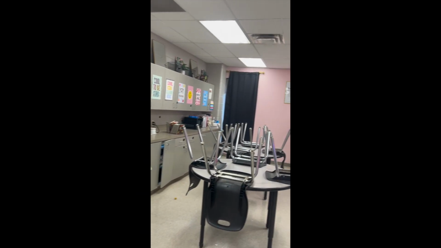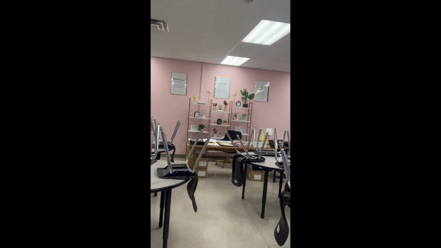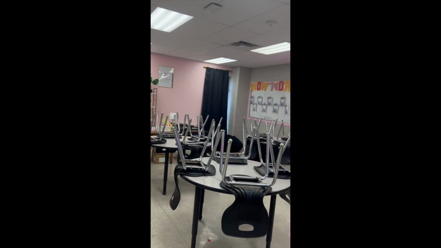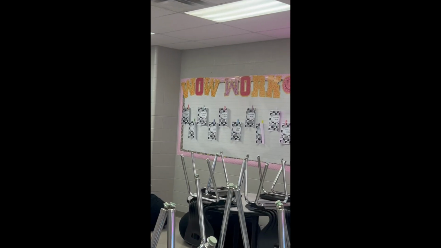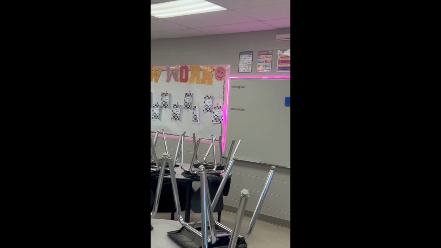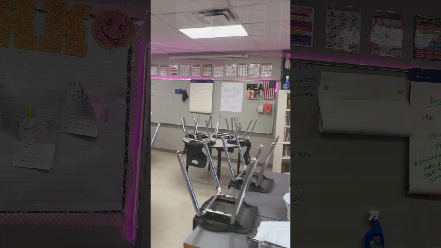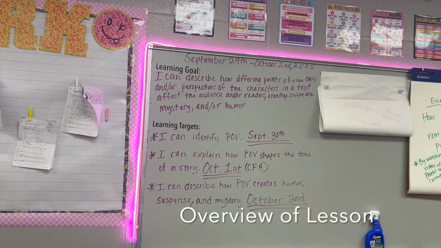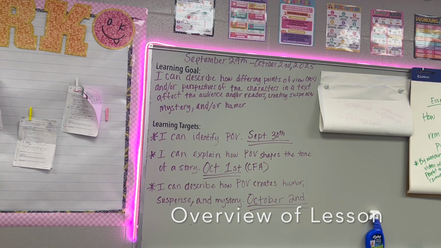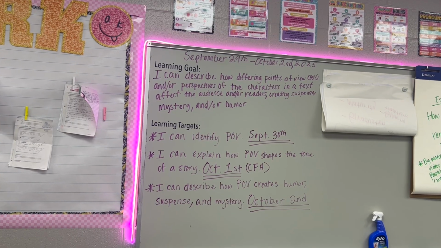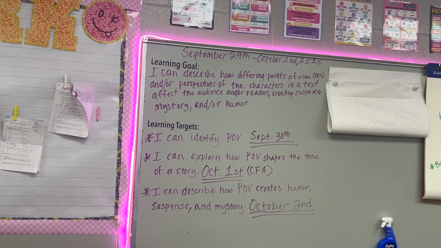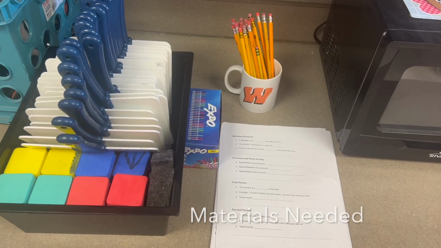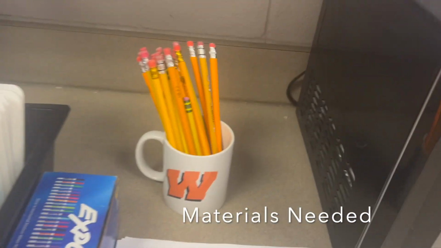My learning objectives are broken into two parts. I have a learning goal, which is my end goal, then my learning targets to help my students reach the end goal. The end goal for my students is to be able to describe how differing points of view and perspectives of characters affect audience and readers, creating suspense, mystery, and humor. Today we are hitting our first target, which is I can identify point of view.